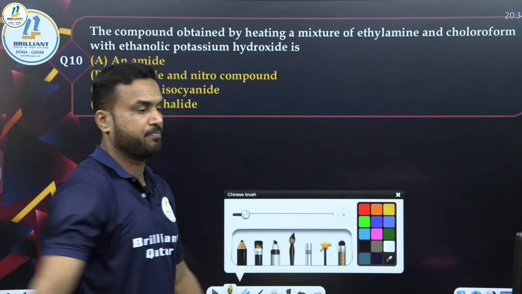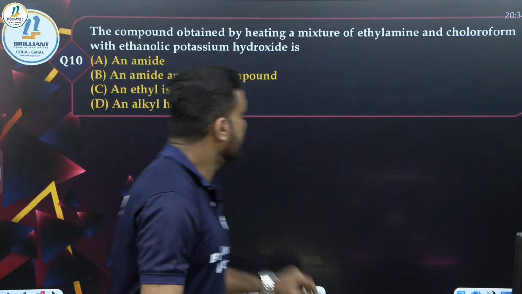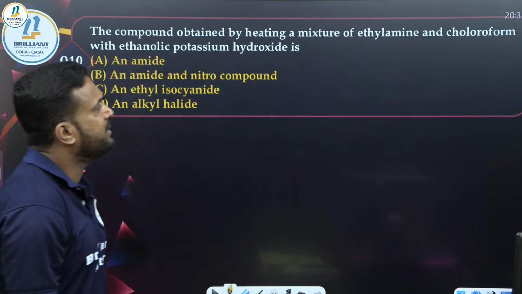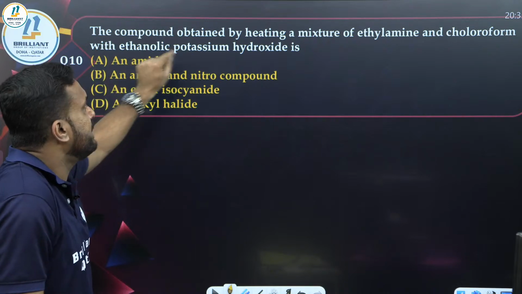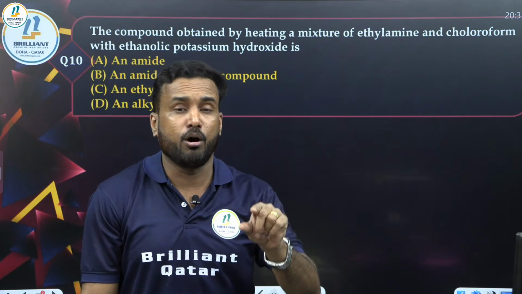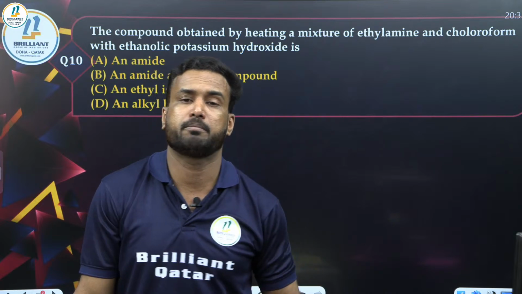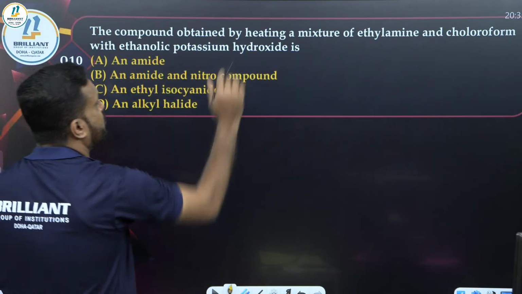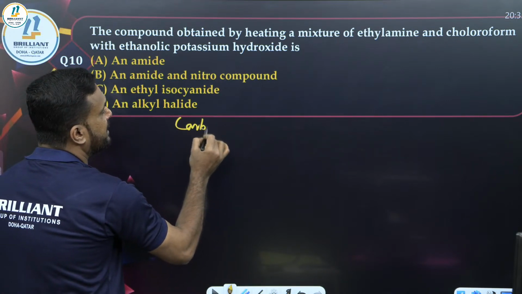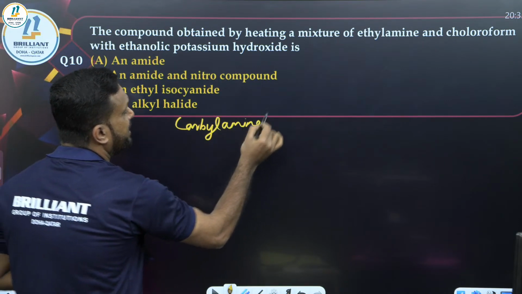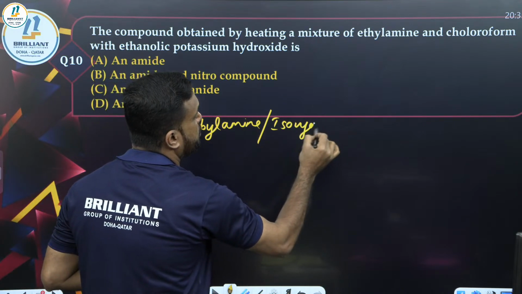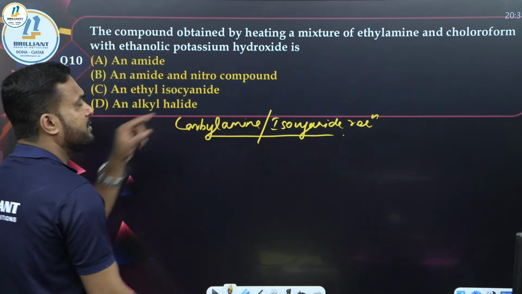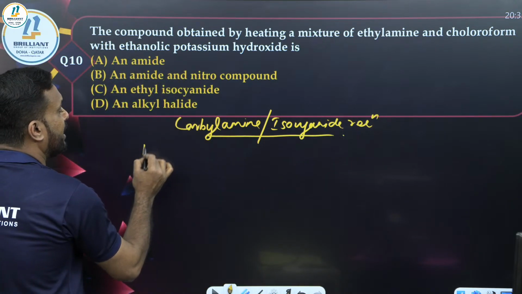So the 10th question is, read the question. The compound obtained by heating a mixture of ethylamine and chloroform with ethanolic potassium hydroxide. Ethanolic potassium hydroxide is nothing but alcoholic KOH. So whenever a primary amine, see guys, there's an indirect question for which one? Carbylamine reaction. The carbylamine reaction is otherwise called the isocyanide reaction.